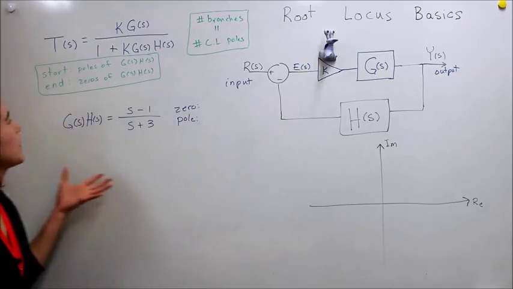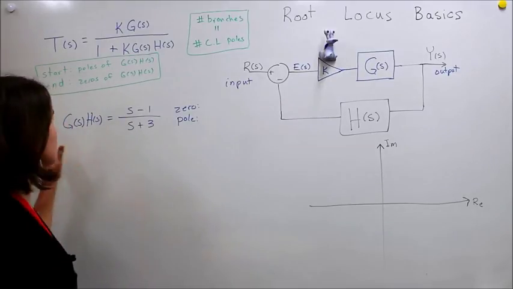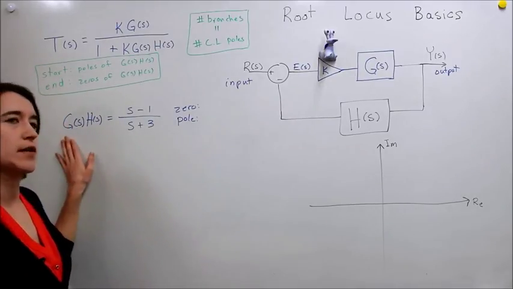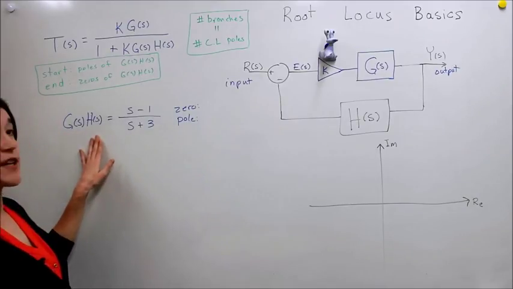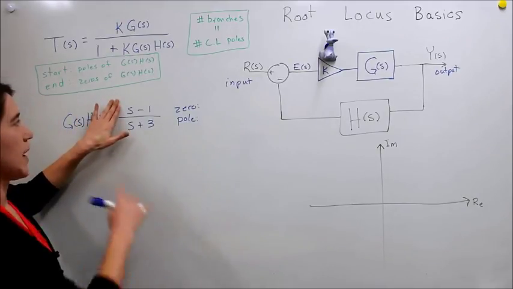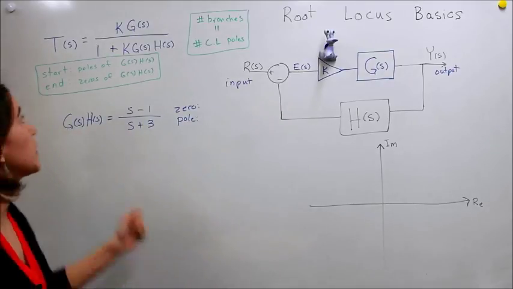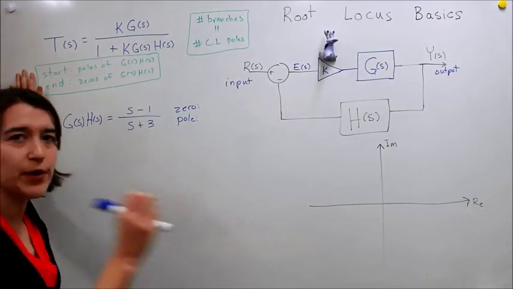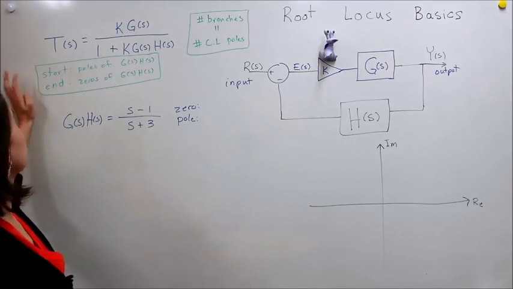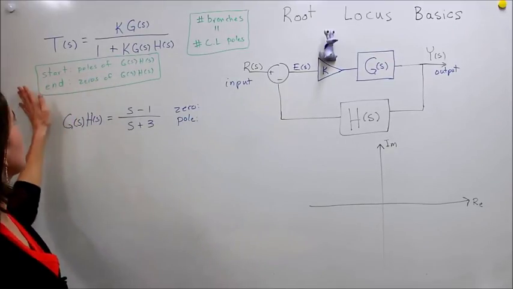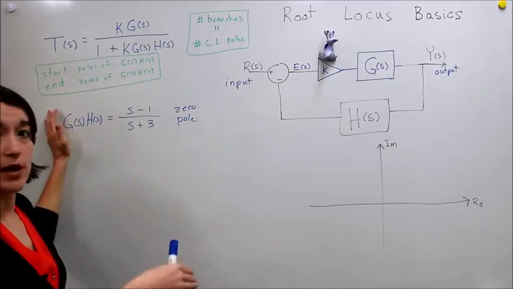Now let's take an example. Let's do a very simple example of the equation for G times H here: S minus 1 divided by S plus 3. First thing we need to do, remember, is find our starting point and our end point. To do that, we look for the poles and zeros of our G times H expression.